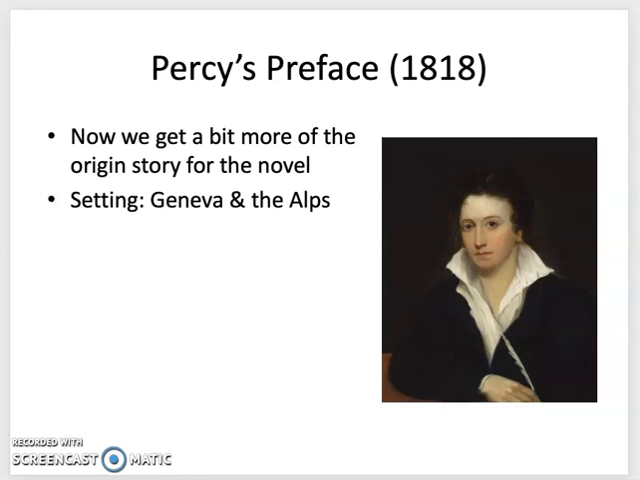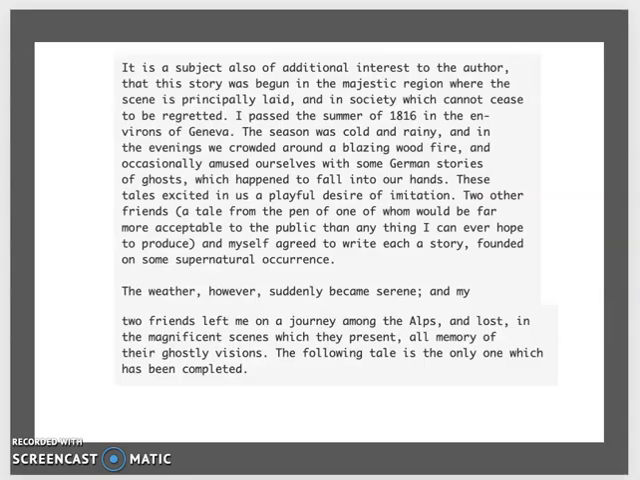You can read this last paragraph and see that it's set in Geneva and the Alps. He says it's a subject also of additional interest to the author that the story was begun in the majestic region where the scene is principally laid. A lot of the story is going to be based in this area. And in society which cannot cease to be regretted. Society means the friends that he was with in Geneva. I passed the summer of 1816 in the environs of Geneva.